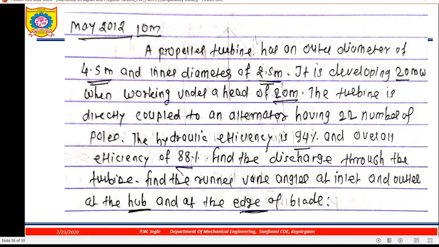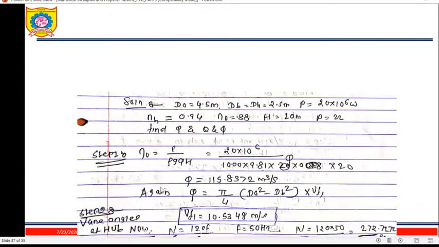Now next, a propeller turbine has an outer diameter of 4.5 meter, inner diameter of 2.5 meter. It is developing 20 megawatt when working under the head. Outer diameter is runner diameter, inner diameter is hub diameter. Okay, working under the head of 20 meter. The turbine is directly coupled to an alternator having 22 poles. Hydraulic efficiency is 94%. Overall efficiency is 88%. Find the discharge through the turbine. Find the runner blade angle at inlet and outlet, at the hub and at the edge of the blade. This is very important: at the edge and at the hub.